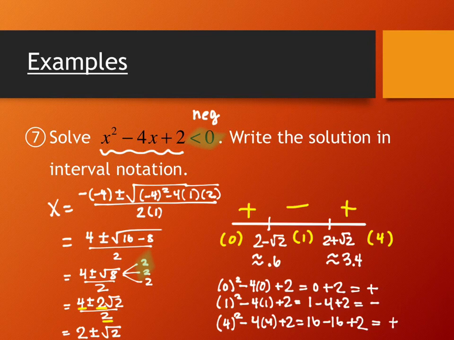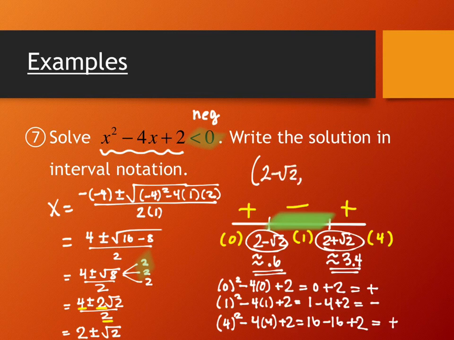However, I am looking for the negatives, which means this one has the trapped area as my answer instead of the outer areas. So while my solution is somewhere in between the 0.6 and the 3.4 as approximations, I'm going to use the official exact answers for my interval. So my interval goes from 2 minus the square root of 2 to 2 plus the square root of 2. And you'll notice I put the parentheses on the edges instead of brackets because there is no equal sign right here.